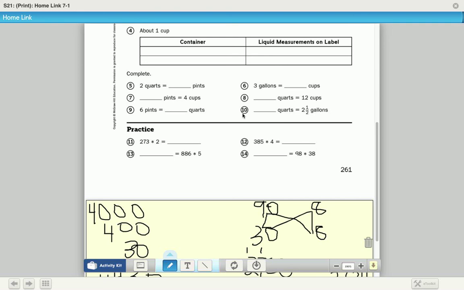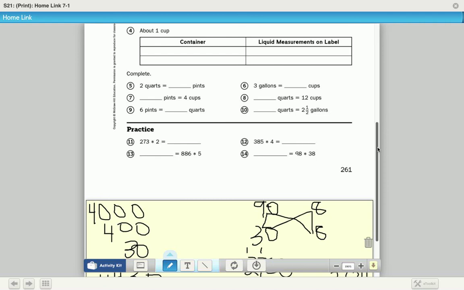And number 10, how many quarts would be equal to 2.5 gallons? So there's 4 quarts in every gallon. So 4 would equal 1 gallon, 8 would equal 2 gallons, and then there's 2 extra. So we would do 4 plus 4 plus 2 to get 10 quarts for number 10.